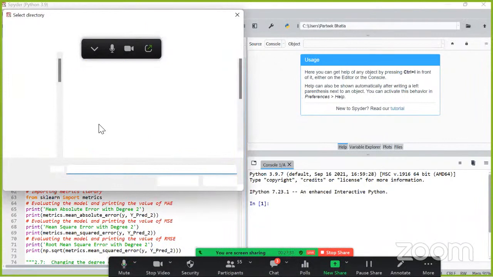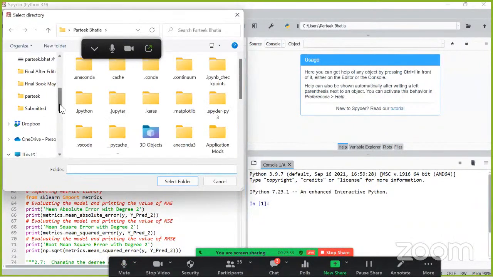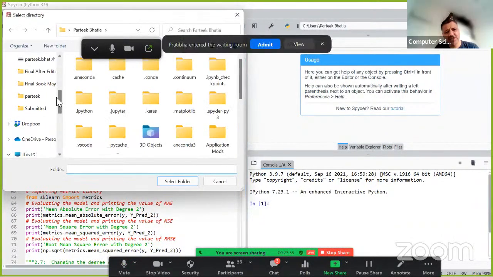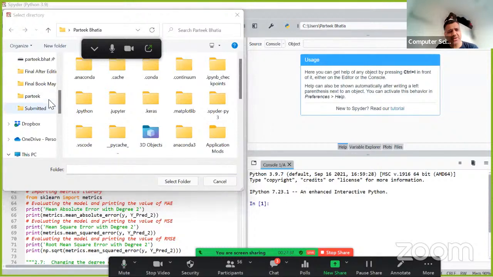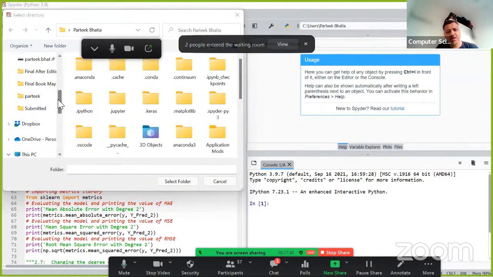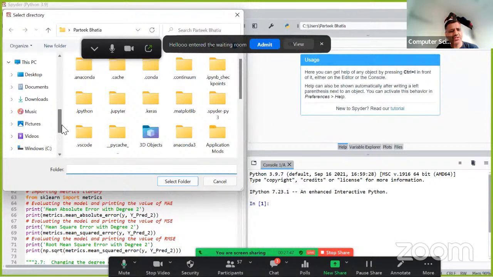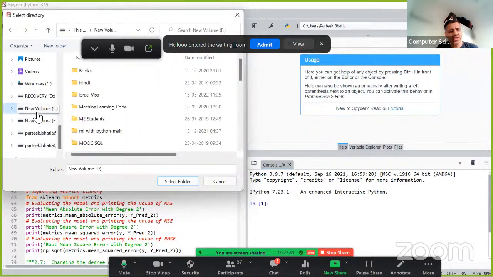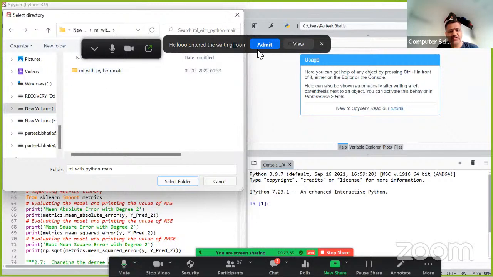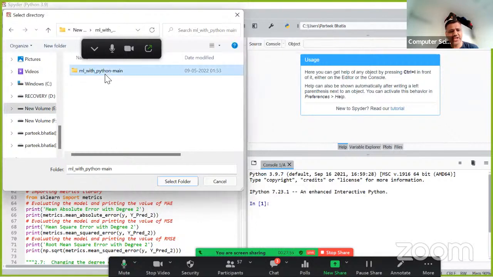Sir, what is kernel? Kernel is just a mathematical function which has the power to classify both linear as well as non-linear data sets. And we have to specify that kernel while building the model so that it can make your classification happen for both linear as well as non-linear data sets.